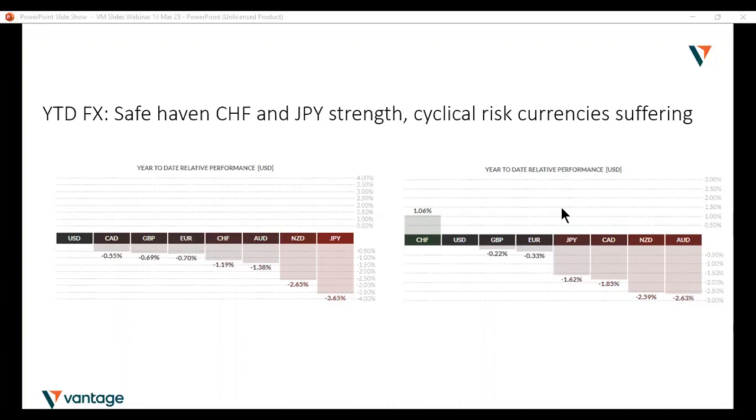safe haven bids. So you can see the Swiss franc, of course, now assuming the best performing major currency year to date. You can also see, whereas the yen was suffering obviously just a week ago, now those losses have really pulled back. So it's those two currencies really which are outperforming at the moment, the Swiss franc and the Japanese yen.